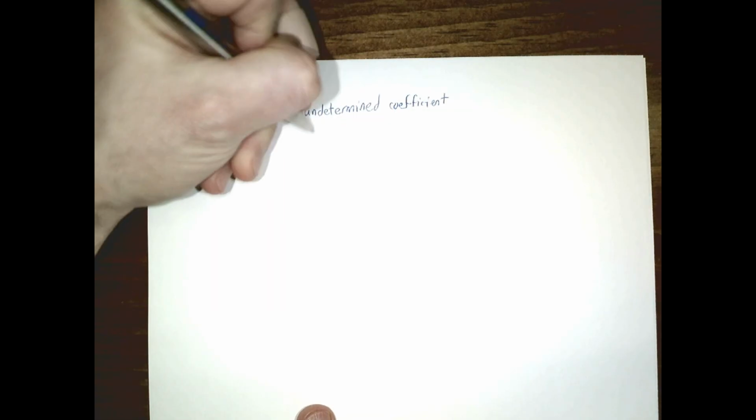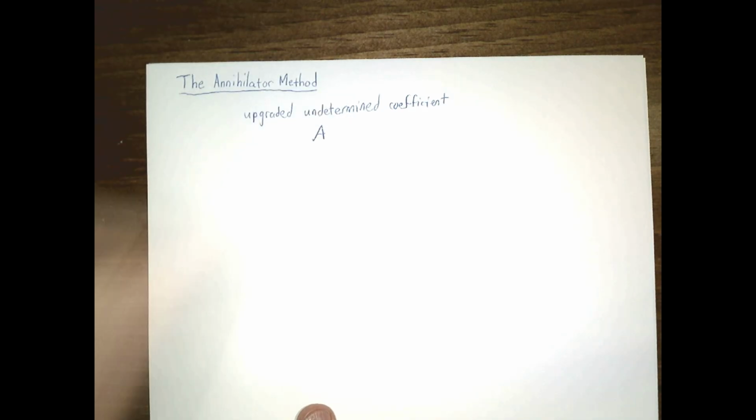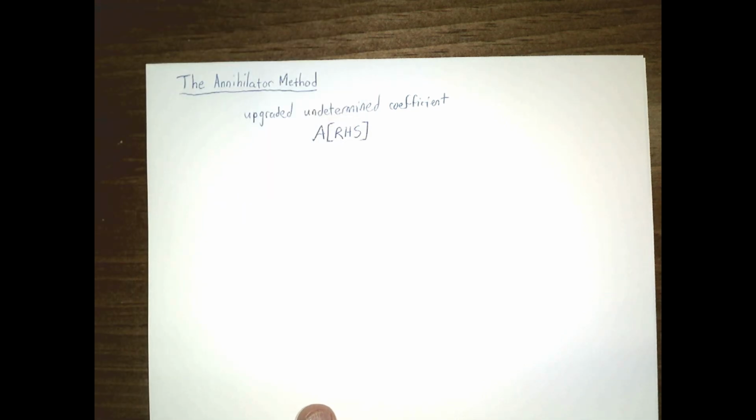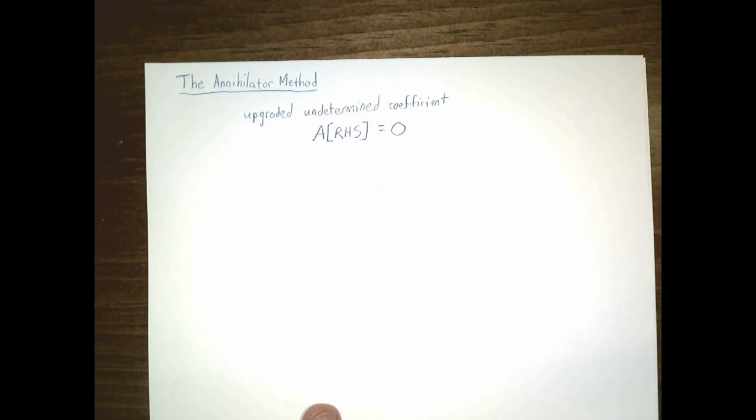Basically, this is an upgraded version of our method of undetermined coefficients, where you find some operator, we'll call it A for annihilator. We take our operator A, we apply it to the right, well, really both sides of our equation, but the goal is to turn the right-hand side of our equation to 0. We annihilate everything that's there.